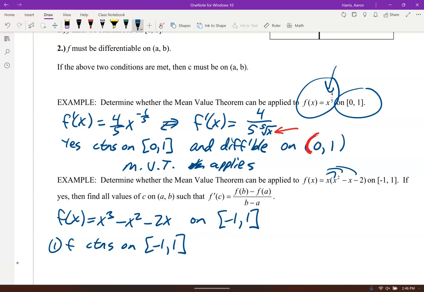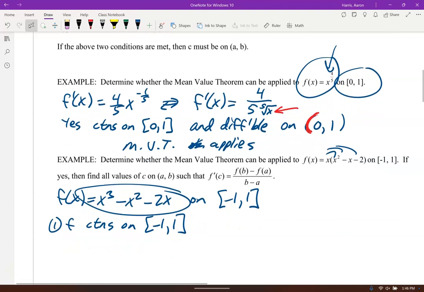How do I know that? Well, this is a polynomial. All polynomials are smooth and continuous, right? And their domain is the real numbers, so it's not going to have any issues there. And now the question is, is it differentiable on the open interval?